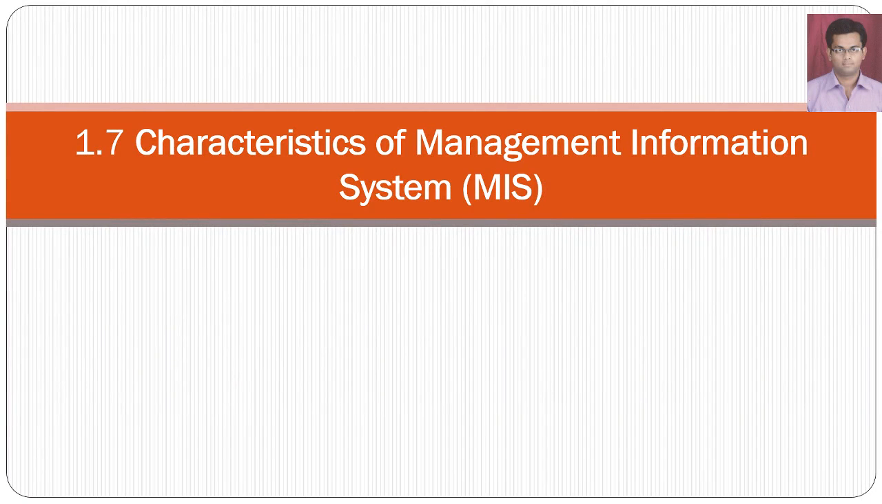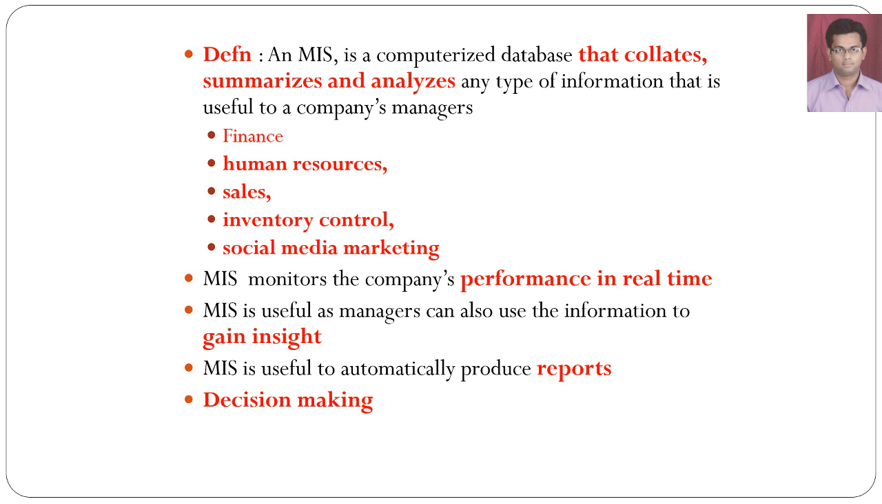Let us discuss characteristics of management of information systems. To begin with, a management of information system is a computerized database that collates, summarizes, and analyzes any type of information that is useful to a company's manager, such as finance, human resources, sales, inventory control, social media marketing. MIS monitors the company's performance in real time.